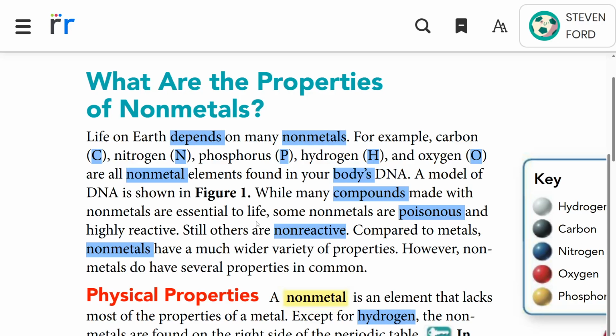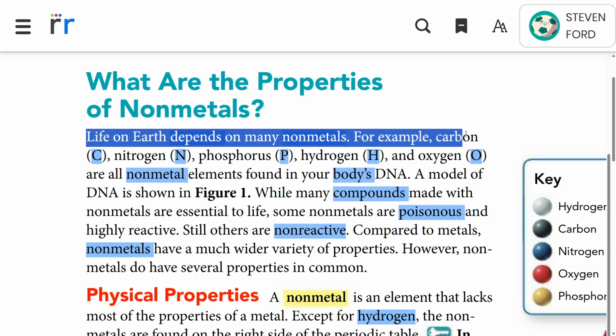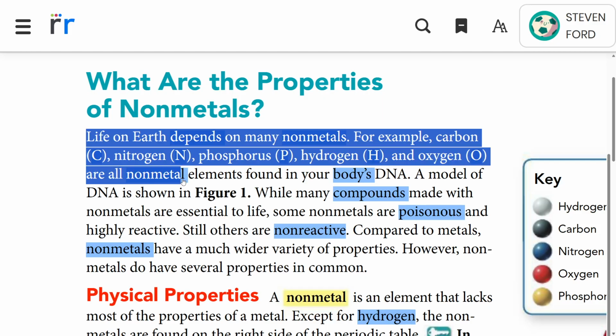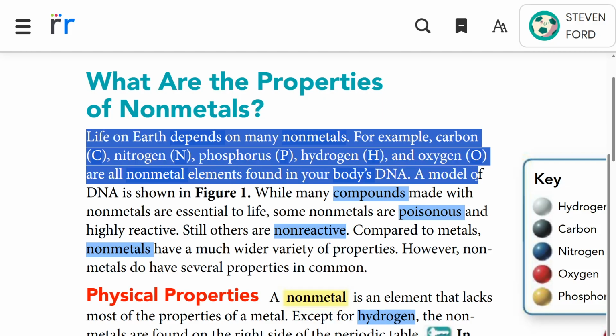Life on Earth depends on many nonmetals. For example, carbon, nitrogen, phosphorus, hydrogen, and oxygen are all nonmetal elements found in your body's DNA. A model of DNA is shown in Figure 1.